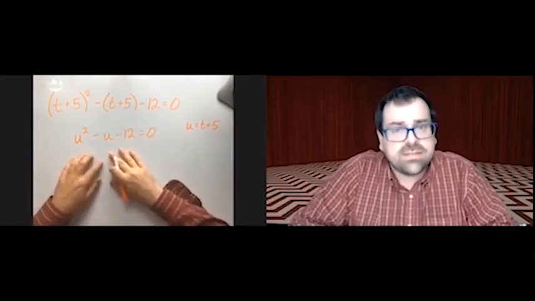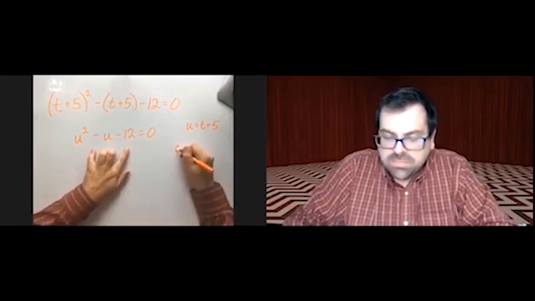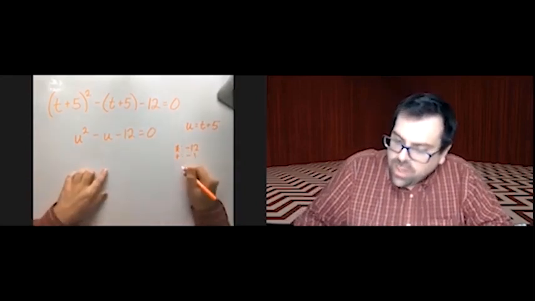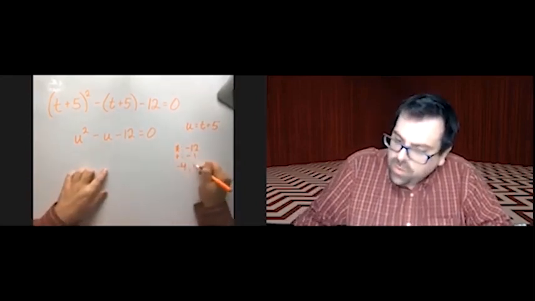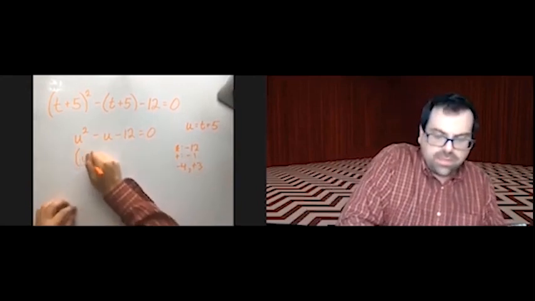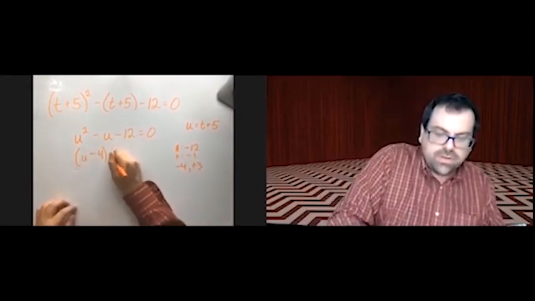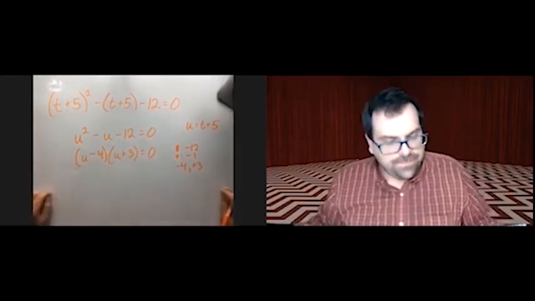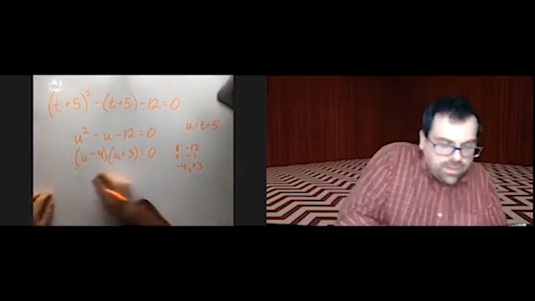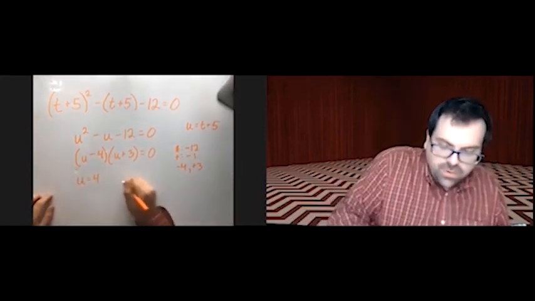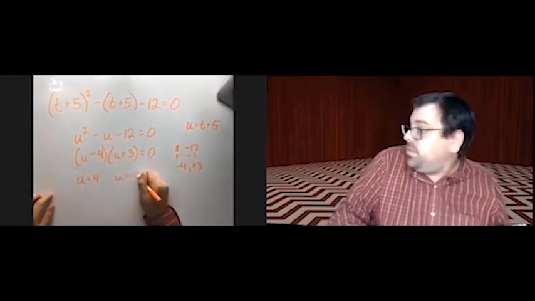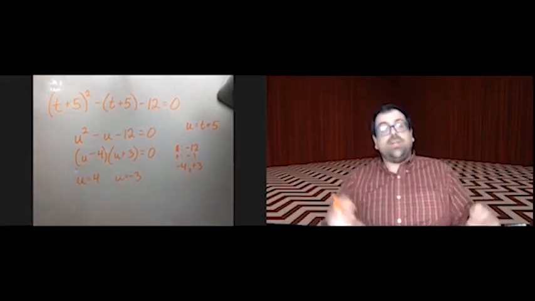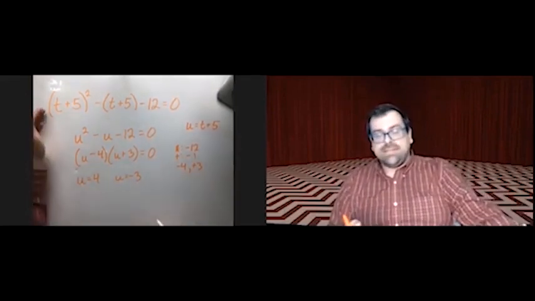We can factor this. We need numbers that multiply to negative 12 and add to negative 1. These are negative 4 and positive 3. U minus 4, u plus 3 equals 0. That means u equals positive 4. That means u equals negative 3. But these aren't our answers. These are u's. This problem was about t's.